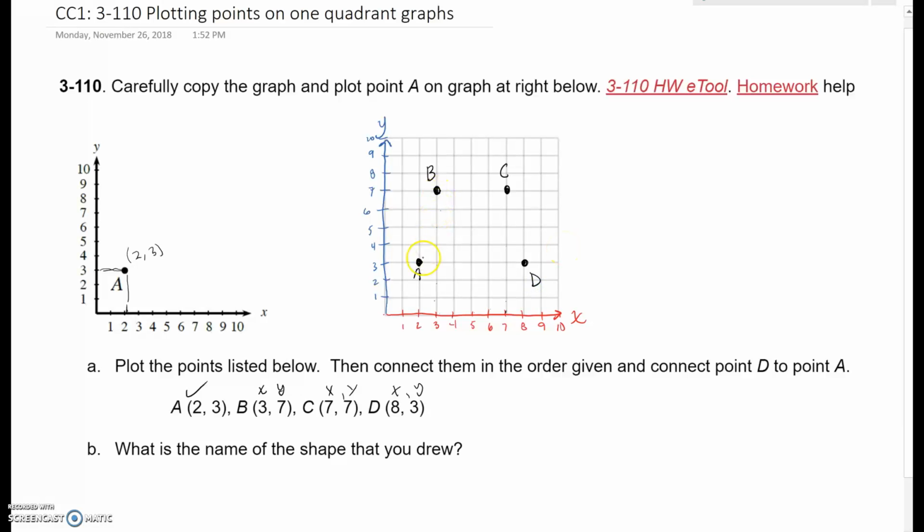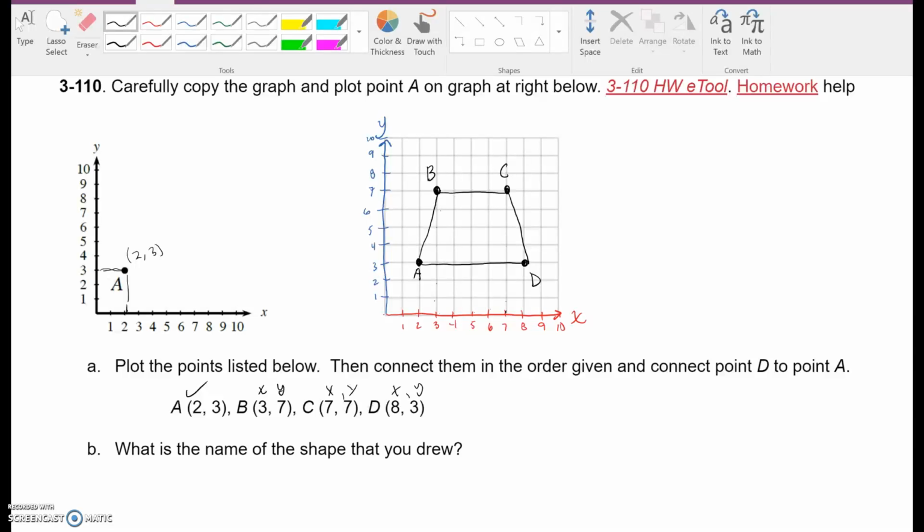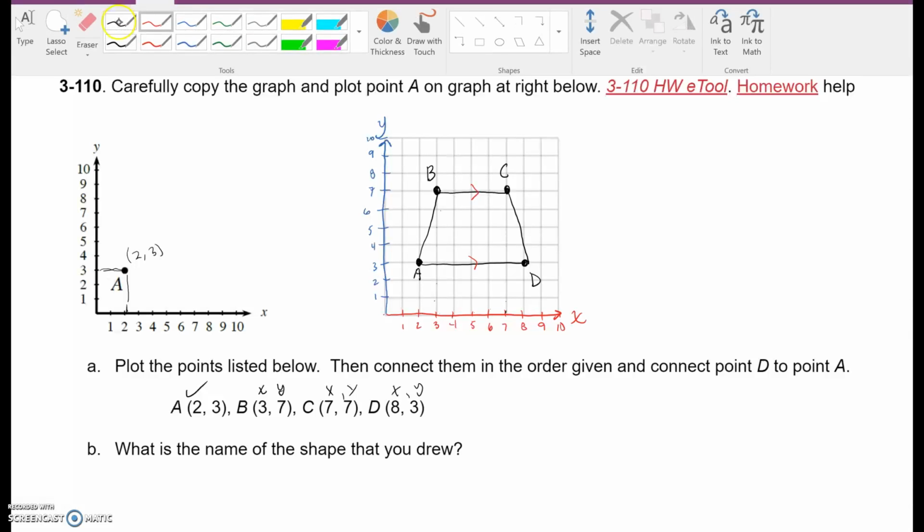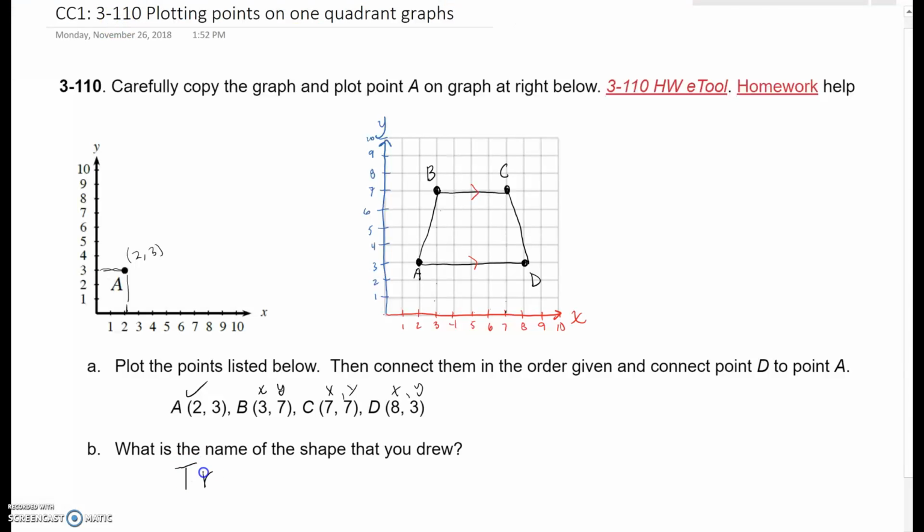And it wants us to connect them in the order that they're listed. So A to B, B to C, C to D, and then D to A. And it asks us to name the shape that you just drew. So it's definitely not a square or a rectangle. It's got a pair of parallel sides, and that actually makes it a trapezoid.